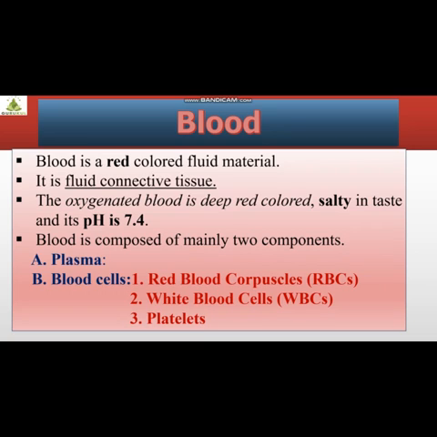Blood is composed of mainly two components. First we have plasma, second we have blood cells. Now in blood cells, students, we have three types present: red blood corpuscles, white blood cells and platelets. Red blood corpuscles, in short form RBCs, white blood cells WBCs, and then we have platelets. So these three types come under blood cells.